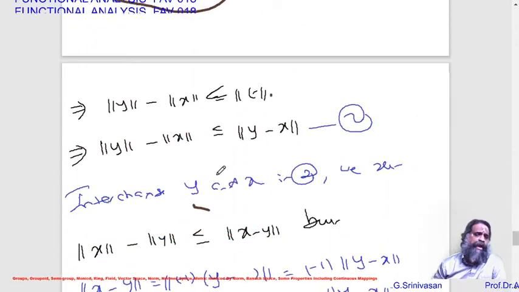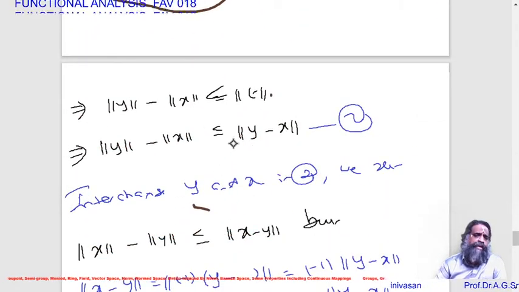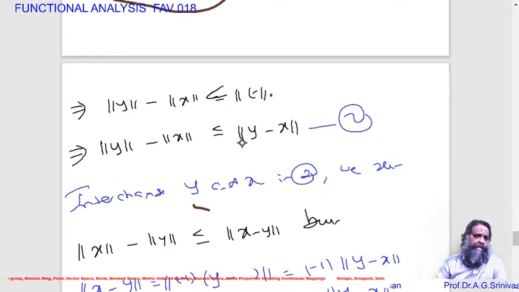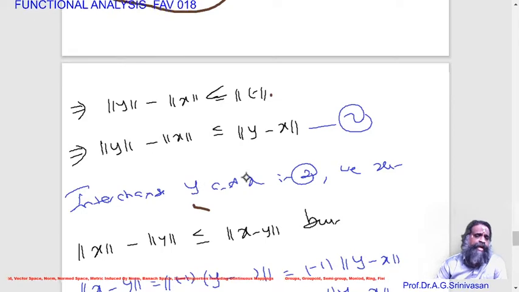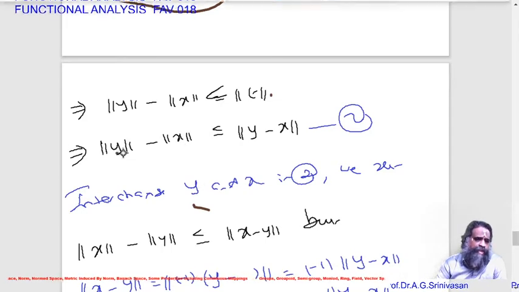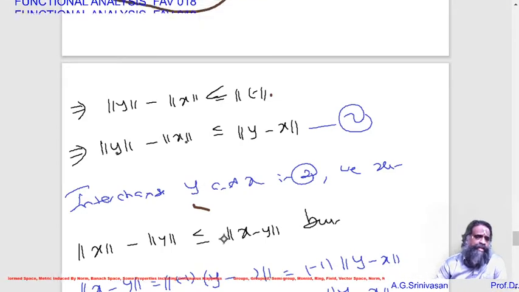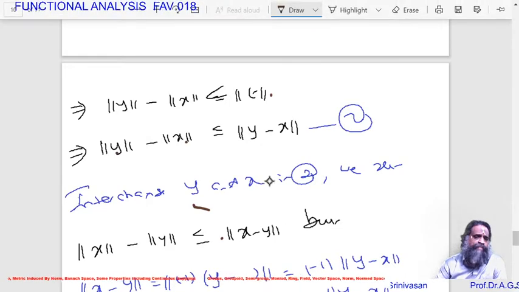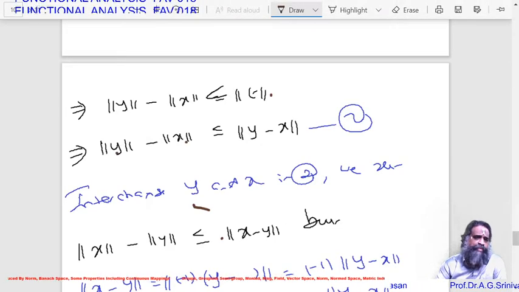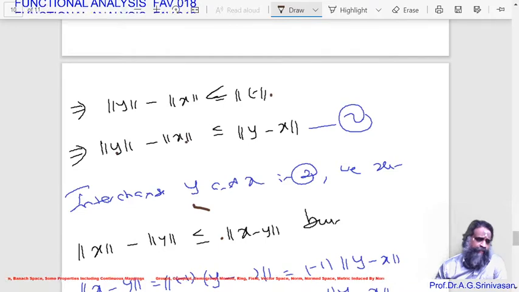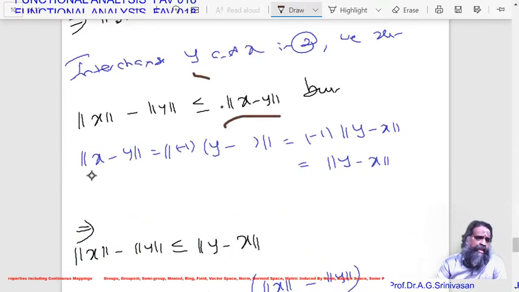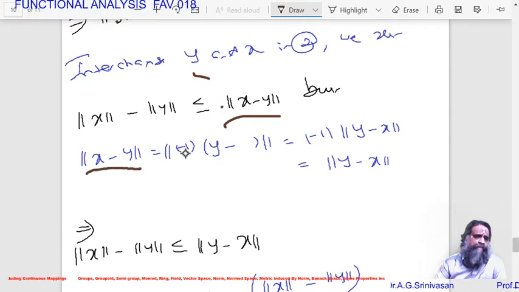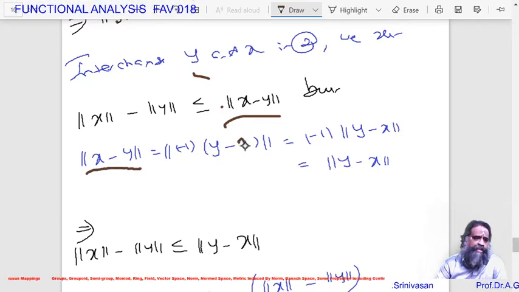I'll put norm y minus norm x is less than or equal to norm y minus x, which I call 2. Now interchange y and x. What do you get? Norm x minus norm y is less than or equal to norm x minus y. I've interchanged x and y, so I get this automatically. But then the norm x minus y, if we investigate, is the norm of minus 1 times y minus x.